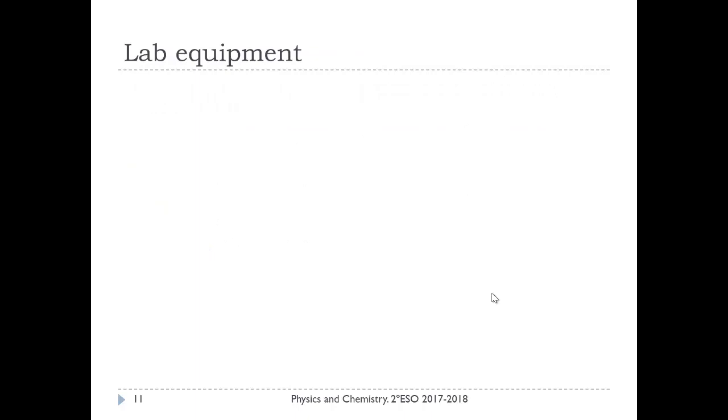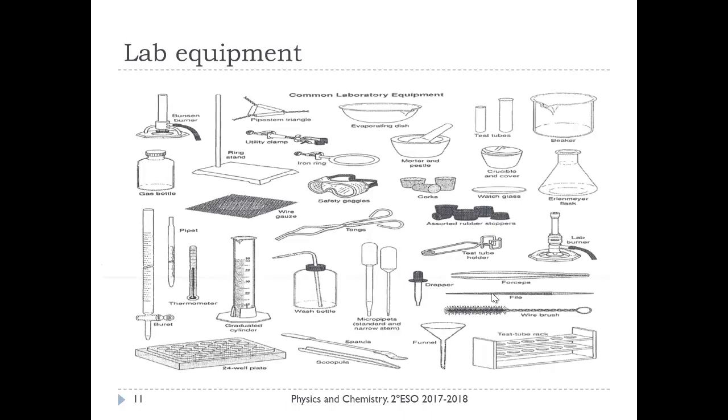Lab equipment: it's necessary to know the names of the equipment that is used in a laboratory. If you want to carry on an experiment and you're, for example, with a friend and you have to use something but you don't know its name. So this is a picture with the most common elements and material used in a lab, which go from Bunsen burners to heat up mixtures.